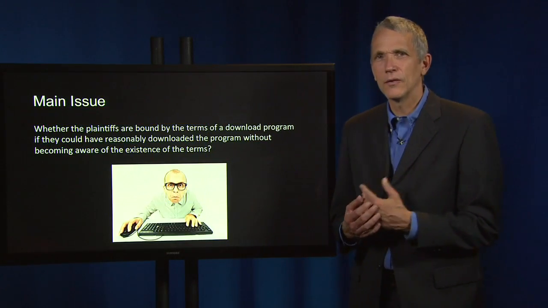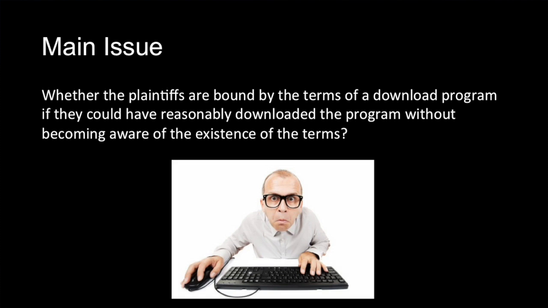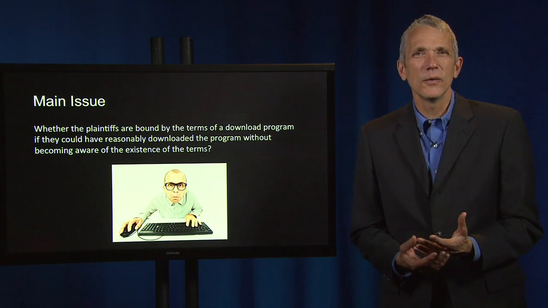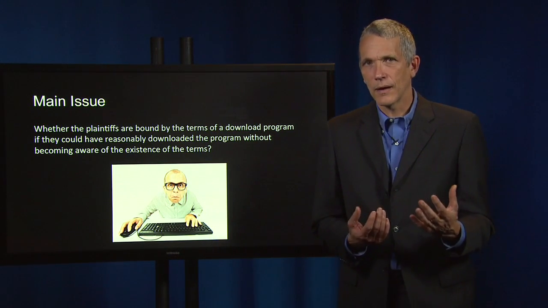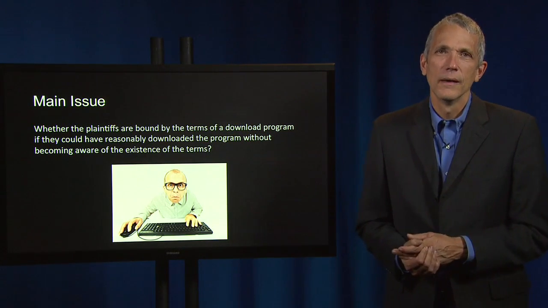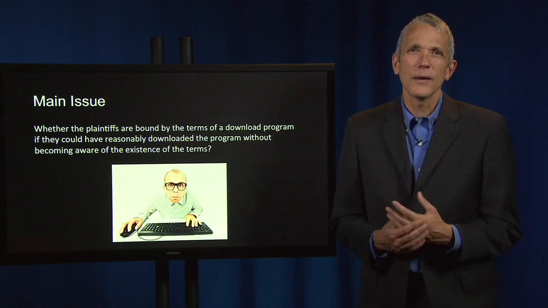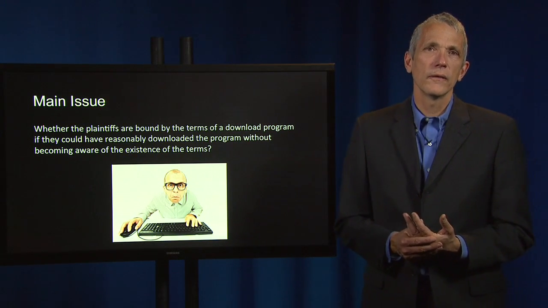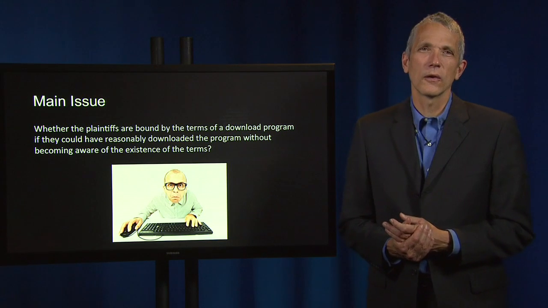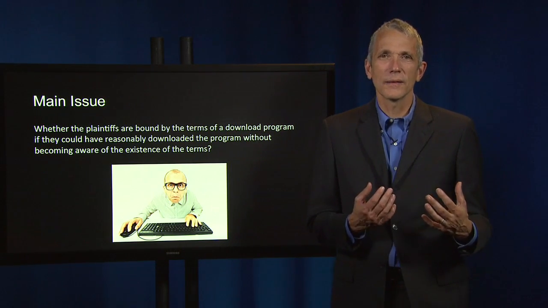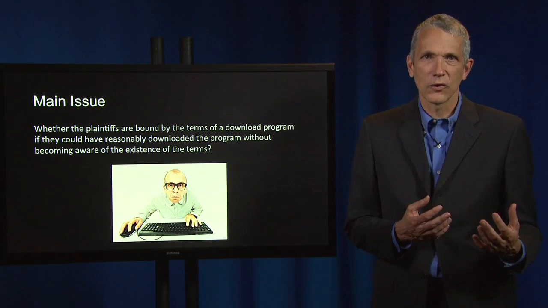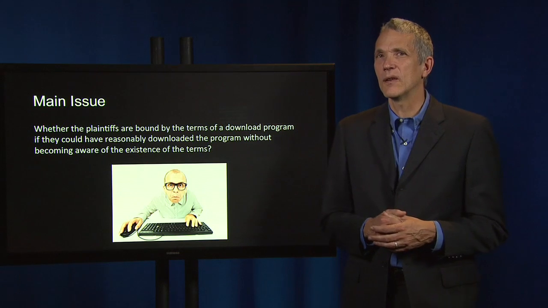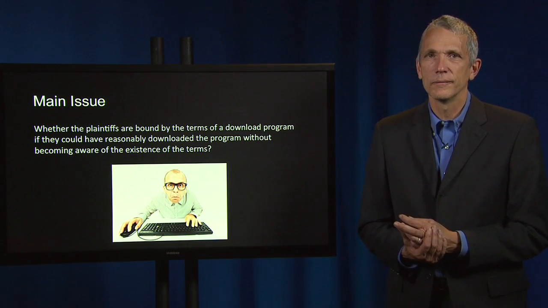The main issue in the case, as you can already tell, is whether the plaintiffs are bound by the terms of a download program if they could have reasonably downloaded the program without becoming aware of the existence of the terms. In other words, the main issue is whether the kind of Browsewrap agreements in this case are enforceable. The Second Circuit sided with the plaintiffs. They ruled that an offeree must receive clear notice of a contract's associated terms if a download is to constitute acceptance of those terms. A contract requires mutual assent, because plaintiffs did not assent to the contractual terms and could not be expected to be aware of the terms' existence. They are not bound by the arbitration clause.